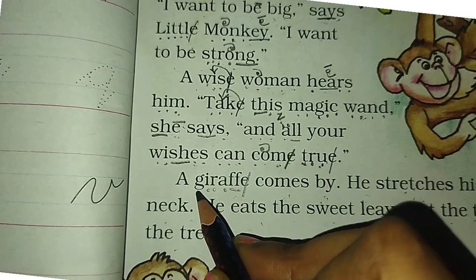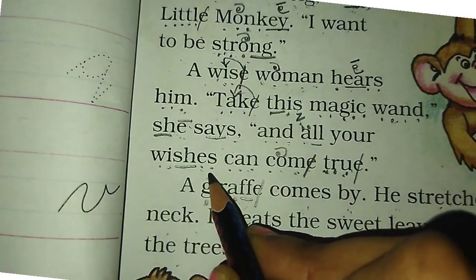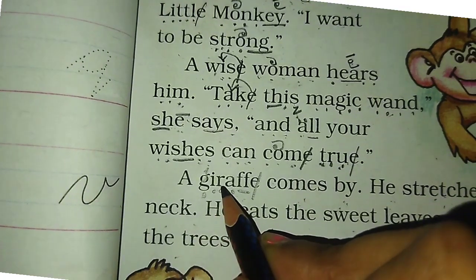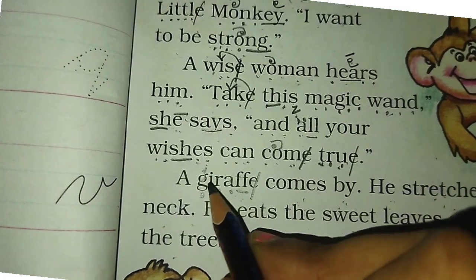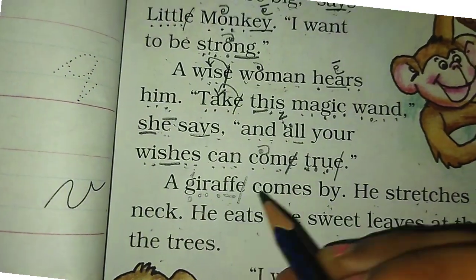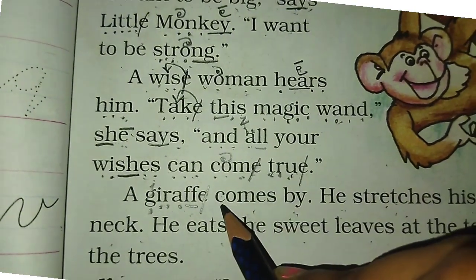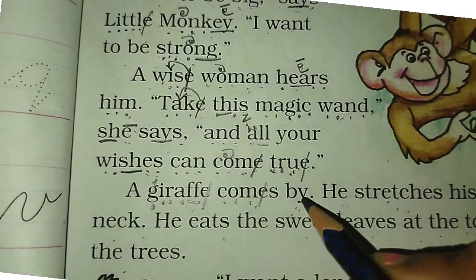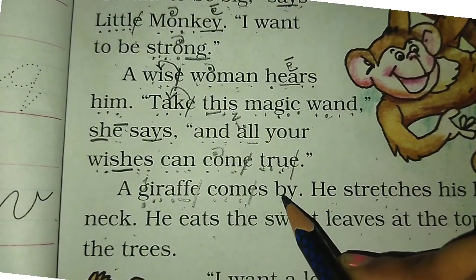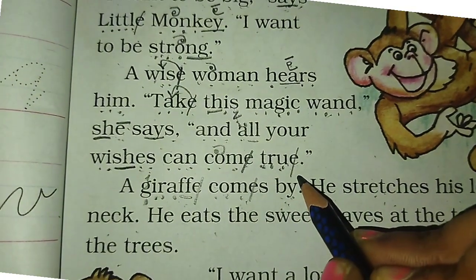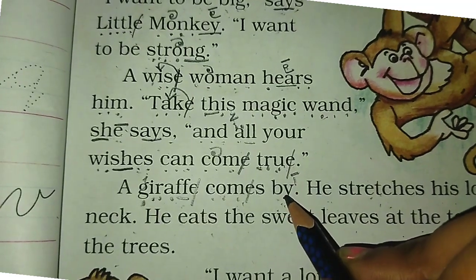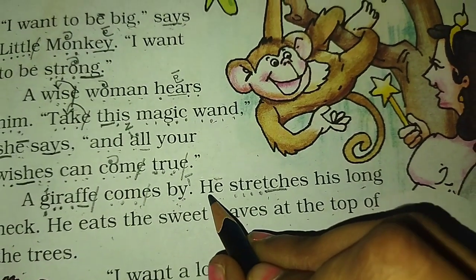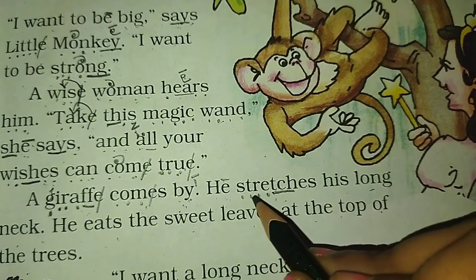E is silent. Here G is telling the J sound. Why? Because G followed by I, E or Y tells the sound of J, that is J. A giraffe comes. E is silent. I. Here the letter Y is telling the long I sound. I. He stretches.